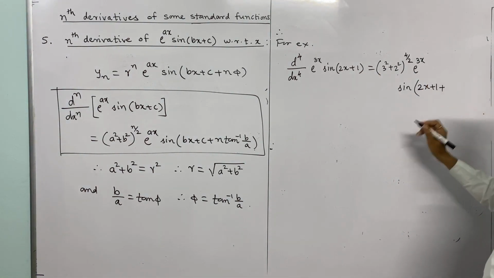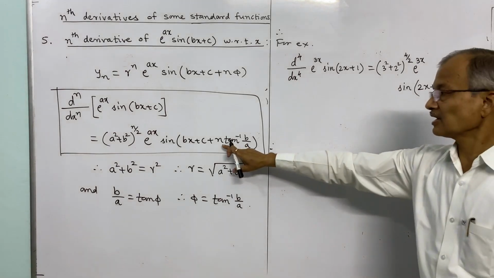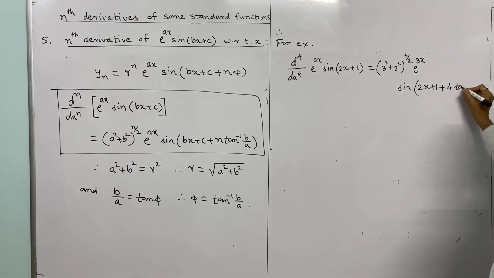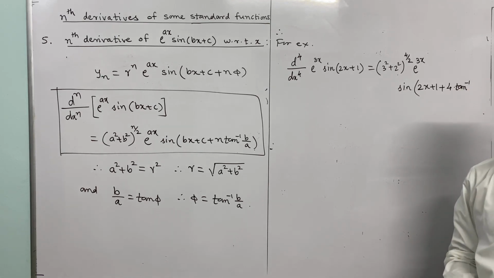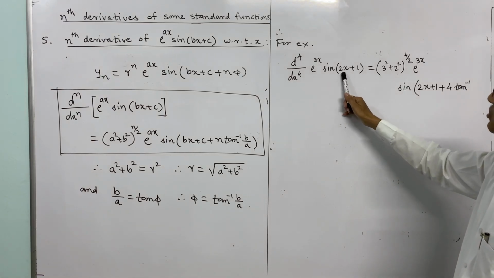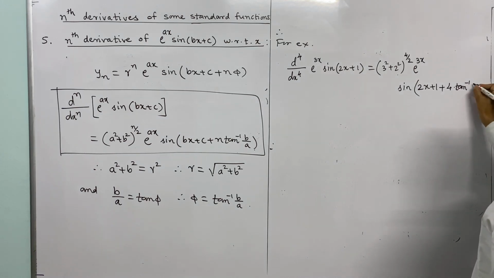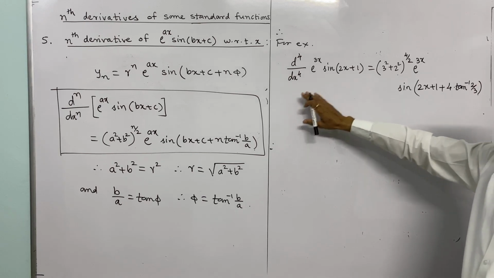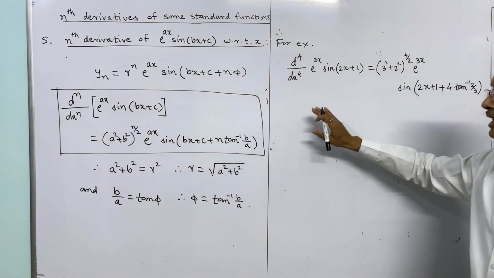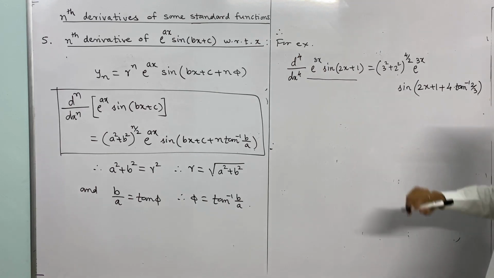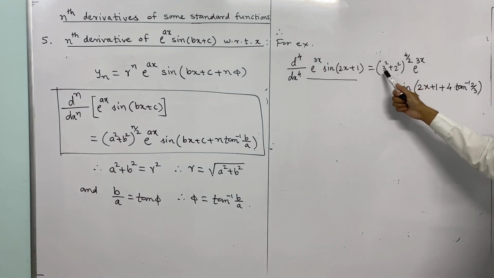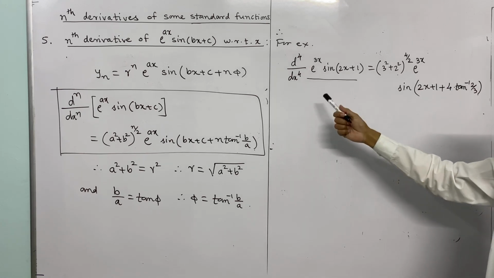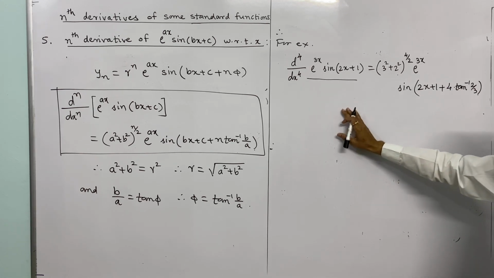and plus n times, means 4 times, tan inverse of b upon a. What is b? b is 2 and a is 3. Tan inverse of 2 by 3. So this is the derivative of such a function. This formula is useful to write the nth derivative of this product. And this may be simplified, it's 9 plus 4 etc. But how the formula is used, that you should note.